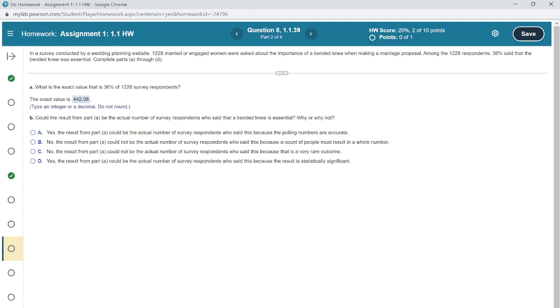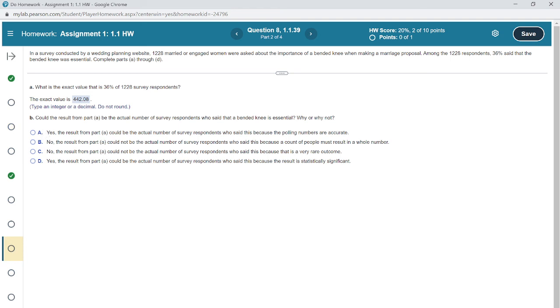The second one is, could the result from part A be the actual number of survey respondents who said that a bended knee is essential? Why or why not? Okay, so let's look at the responses. Yes, the result from part A could be the actual number because the polling numbers are accurate. No, it could not be because a count of people must result in a whole number. No, it could not be because that is a very rare outcome. Finally, yes, it could be because the result is statistically significant.